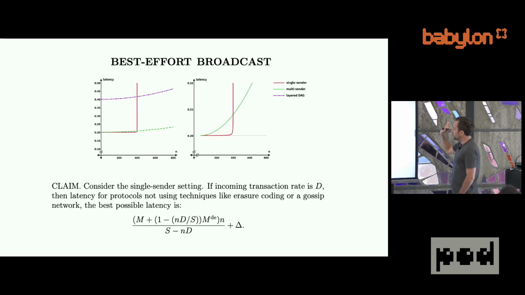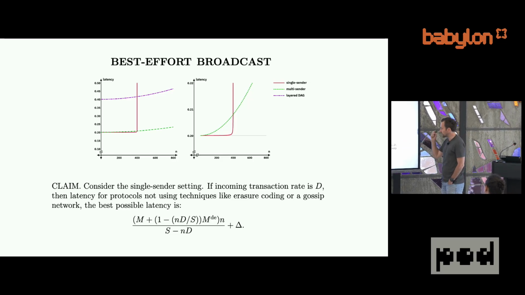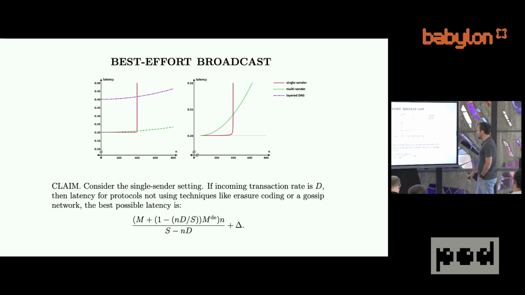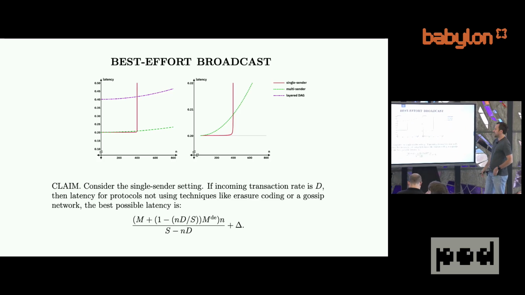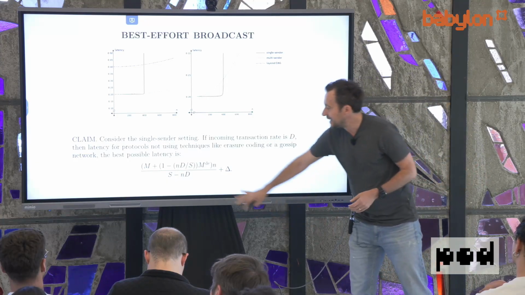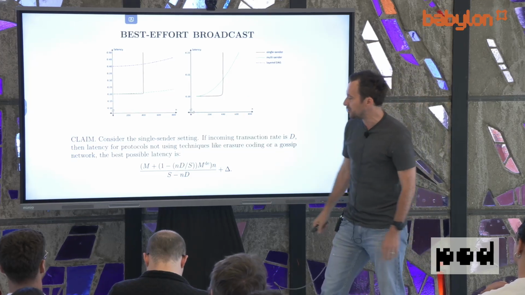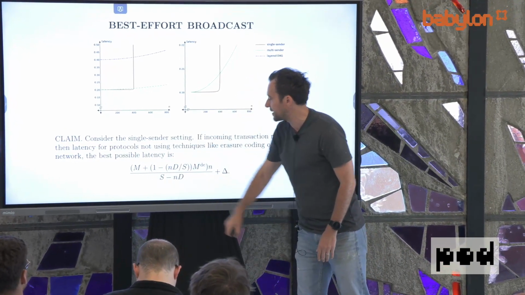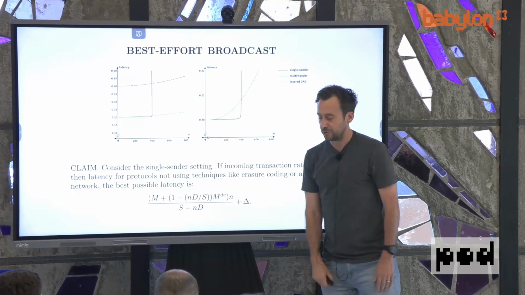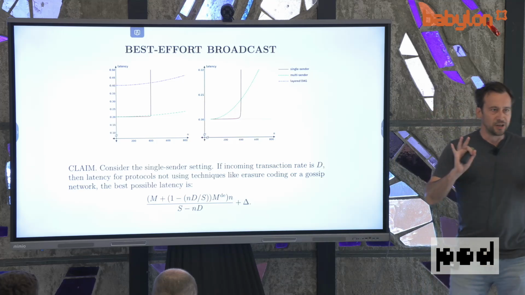Then you can prove a formal statement. Here's an informal version of a theorem. First of all, consider the single sender setting. If the incoming transaction rate is D, then the lowest possible latency you can achieve for best effort broadcast is given by this formula here. You're not required to engage too deeply with it, but to remind you, M is the size of the total metadata, N is the number of processors, D is the incoming transaction rate, S is your bandwidth, and MDE is the size of the dependent metadata. Anyway, you don't really have to engage with the formula.